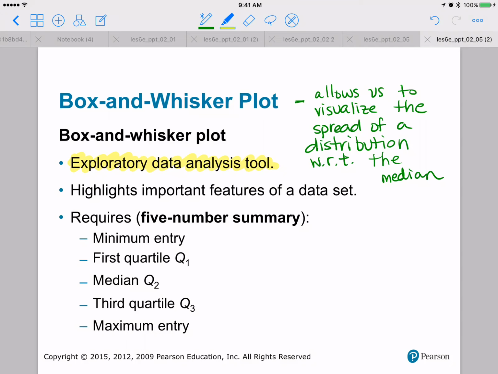Now, in order to create your box and whisker plot, you're going to need your 5-number summary. And I would like to point out that this is a phrase that's used a lot, 5-number summary. We get our 5-number summary quite easily on the calculator. So remember, you'll have your min, Q1, and it'll say med for median, Q3, and max. This forms your 5-number summary.